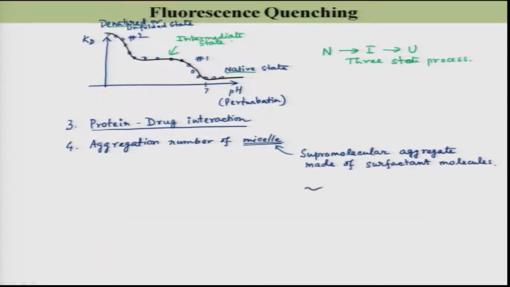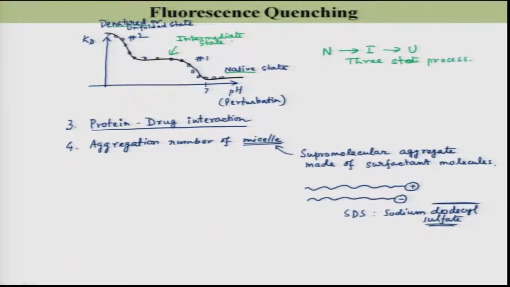What are surfactant molecules? You have a long aliphatic chain with a charged head group, either positive or negative. A famous example is SDS, sodium dodecyl sulfate. You see this sulfate is a negatively charged head group, and dodecyl is my alkyl chain.